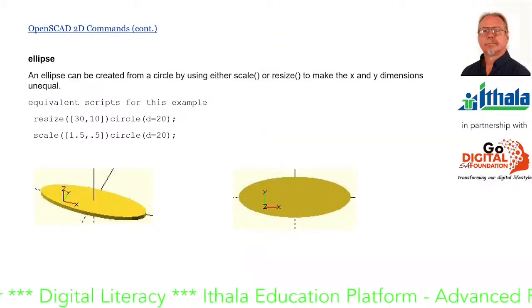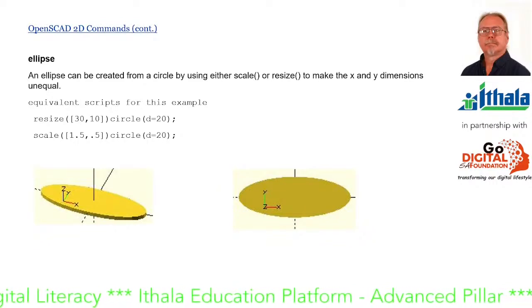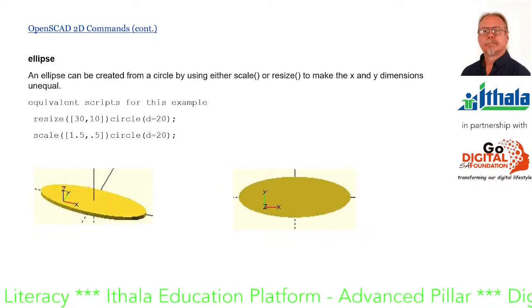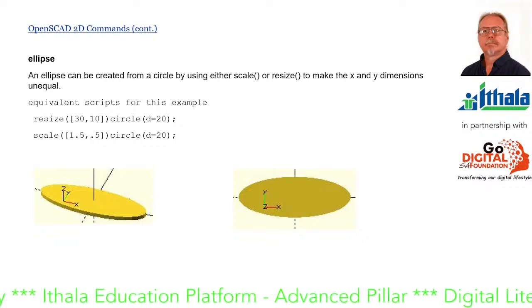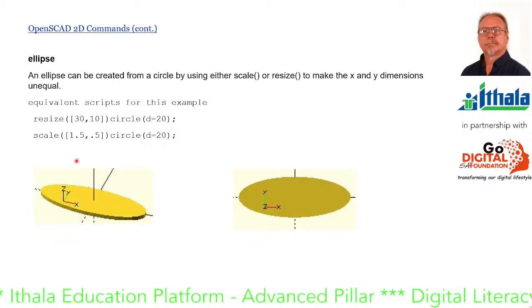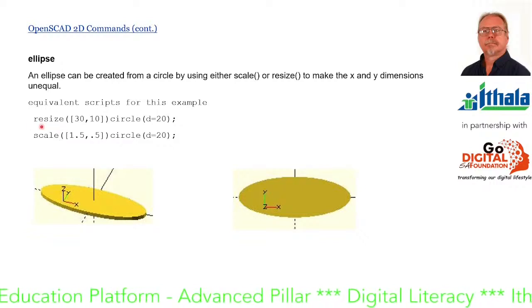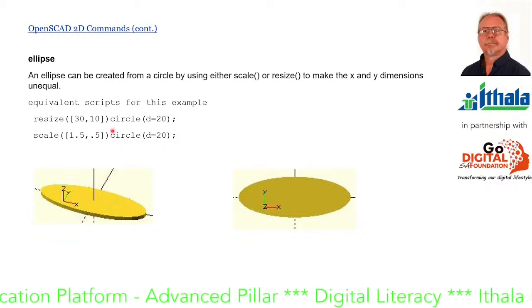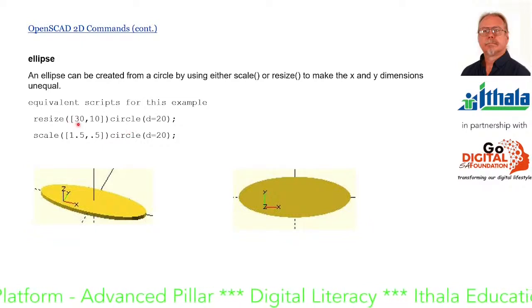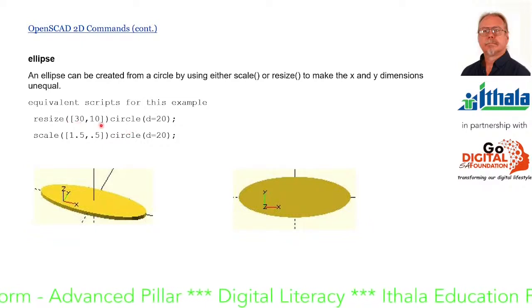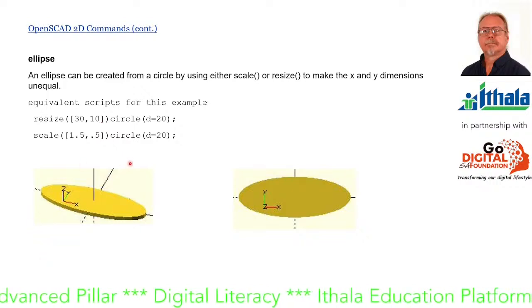Ellipse. An ellipse can be created from a circle by using either scale or resize to make the x and y dimensions unequal. So there's no ellipse command. You have to use the circle command. And what you do is you say resize. That's a transformational command that says we want to change the size of this circle by 30 in the x direction and 10 in the y direction. Since they're different, it's going to make an ellipse instead of a circle.